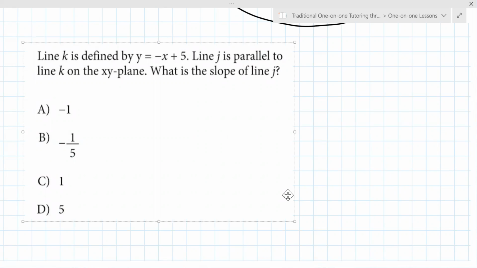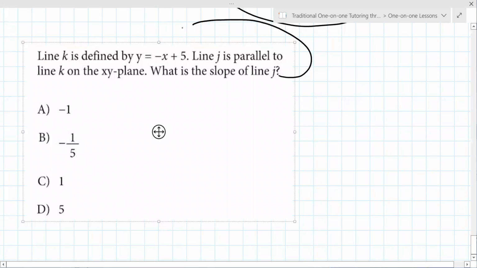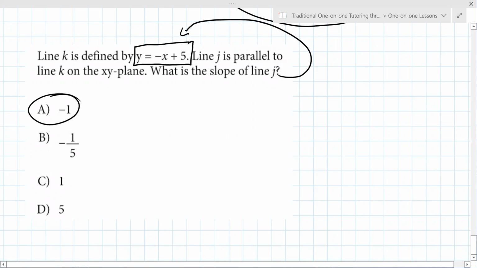What does that mean if they're parallel? Their slope is the same. Same slope on the xy plane. What is the slope of line J? Well, it's the same as the slope of this equation. What is the slope of this equation? What is the number in front of x? -1. So it'd be A. Good. A lot of words to ask something that's pretty straightforward.